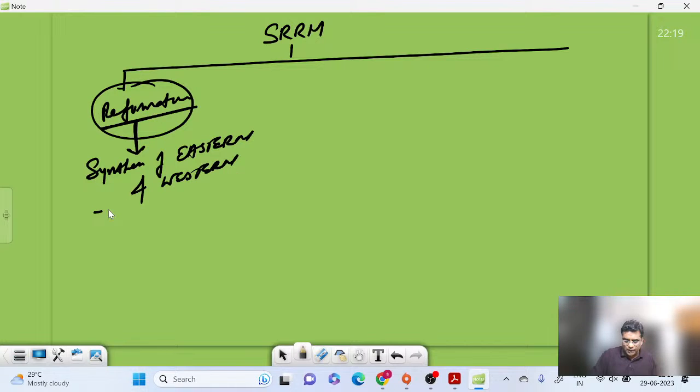Synthesis of Eastern and Western culture. Reformation. Synthesis of Eastern and Western culture.